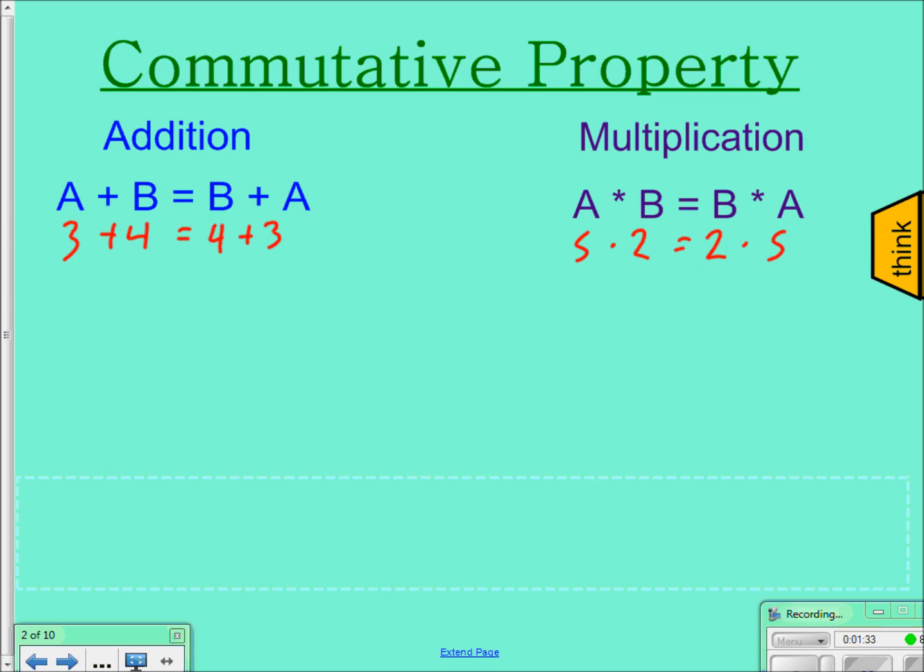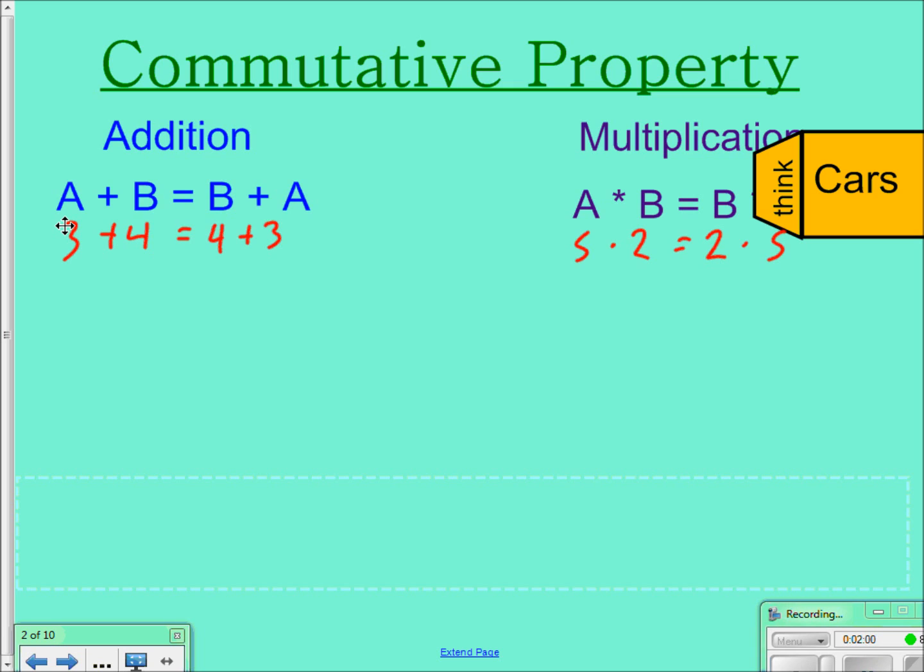So you have commutative property written on your paper. Below that, I want you to write, you're going to think cars. This is our clue for the commutative property. If you look at the word commutative, it has the word commute in it. Well, commute is the drive you have from your home to your work, or from home to school for you guys here. Well, when we drive, we think of driving cars. So you're going to think of cars.